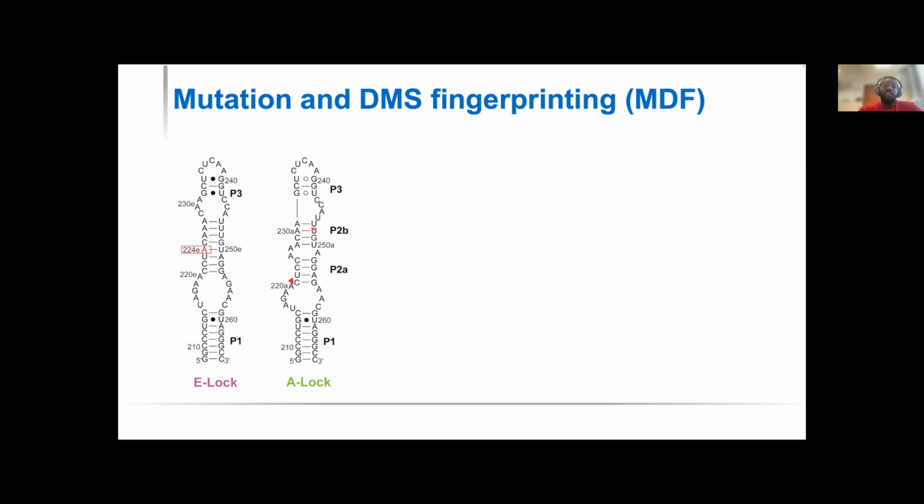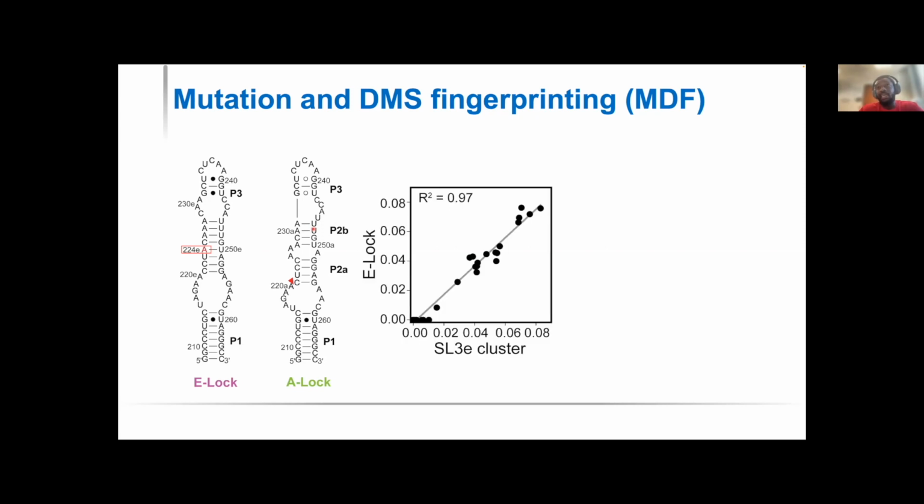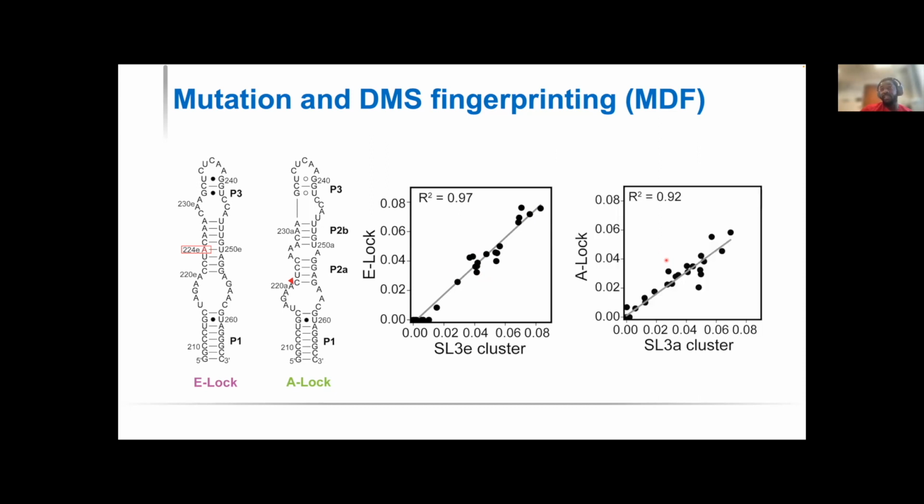Based on these mutants that we made, the ELOC mutant and the ALOC mutant, we did chemical mapping studies to see if these mutants can be used as fingerprints for the SL3, for the E and the A states. Here I'm not showing the chemical mapping, just the correlation between the two states. The mutant ELOC and the E cluster that we observed from the distal had a really nice correlation. For the ALOC as well, when we did a DMS MaP-seq and compared to the A cluster, we also observe a really nice correlation.